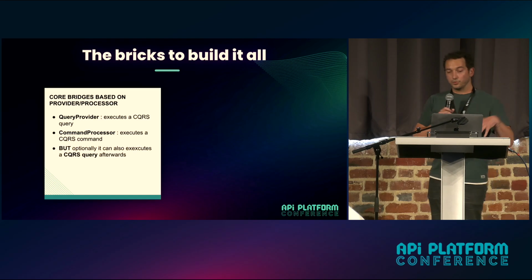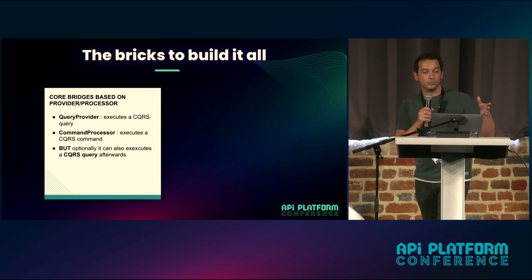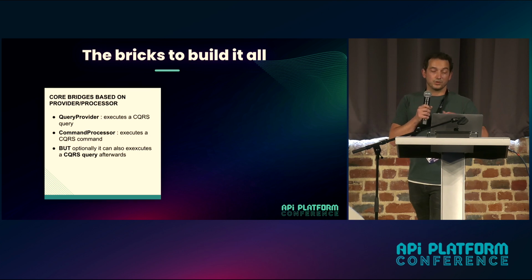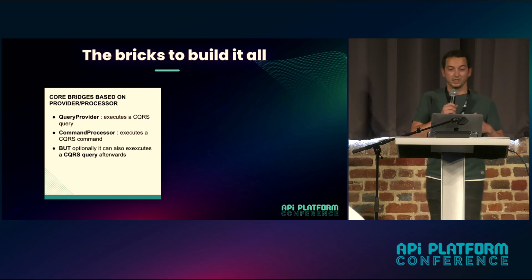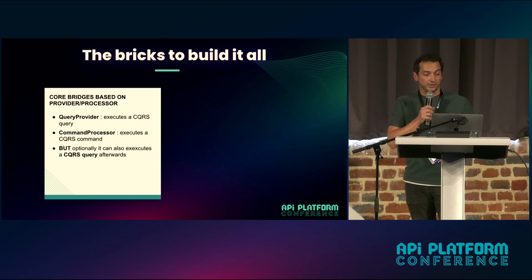But it can also optionally execute a CQRS query afterwards, because we wanted to implement some REST API. Like when you post a new entity, we want to fetch the whole entity as a result in the response, and the same for update. Even if you do a patch or a partial update, we want the full entity to be returned. So the command processor is able to execute the command and the query and return the full result.